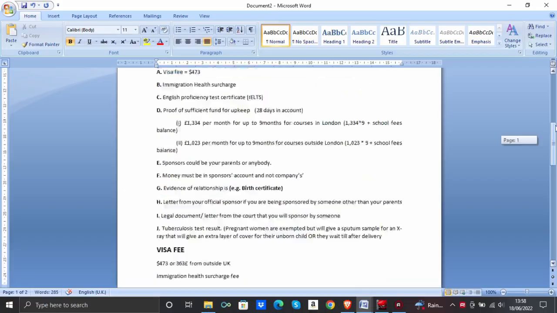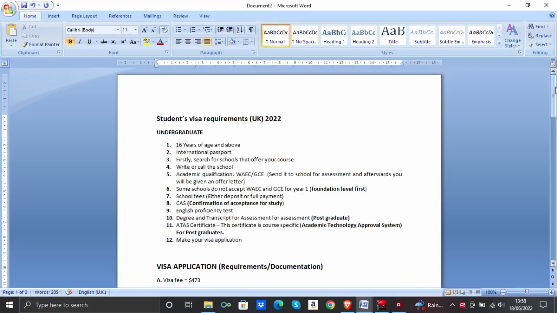And also, when you're doing your application, at some point there is a place you'll be asked to pay what they call the immigration health surcharge fee. It's basically a fee that you pay so that when you fall sick as a student, you'll be able to use the medical facilities in the UK free of charge. You're not meant to pay anything. It serves as a health insurance fee. Once you pay that, you'll be able to use any health facility here in the UK as a student. If you don't pay it, your visa will be denied, definitely.